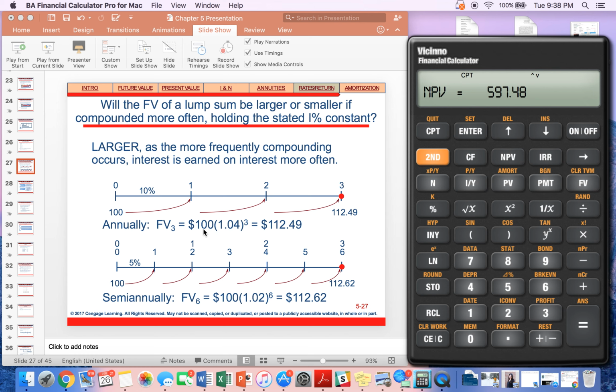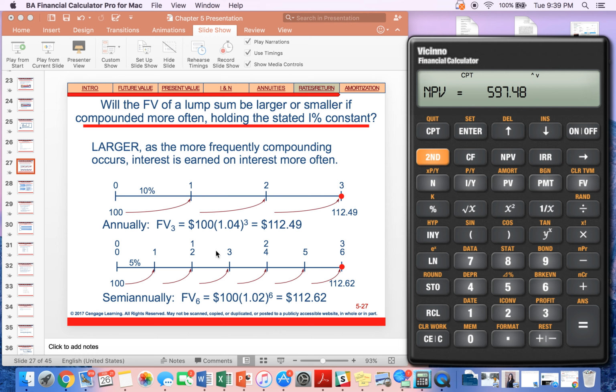What this timeline is saying is if I take $100, and again, this timeline is an ordinary annuity because it's happening at the end. If I take this $100 at the end of every single period and I compound it for 3 years, my future value is going to be $112.49, okay? But let's assume instead of compounding it annually, I compound it semi-annually. If we look at the second timeline down here, you'll see that we have semi-annual periods. And semi-annual means twice a year, right?